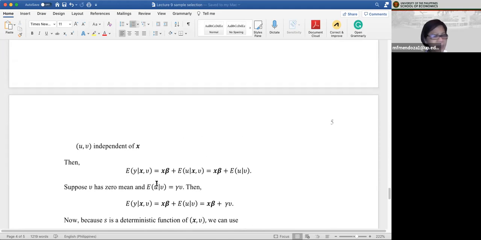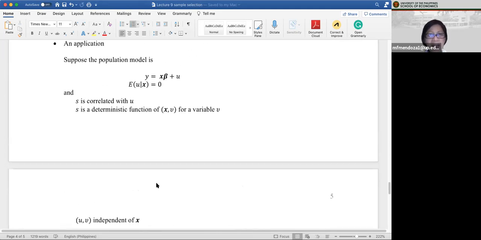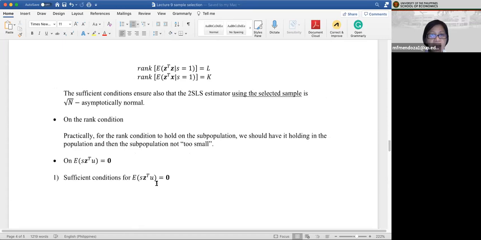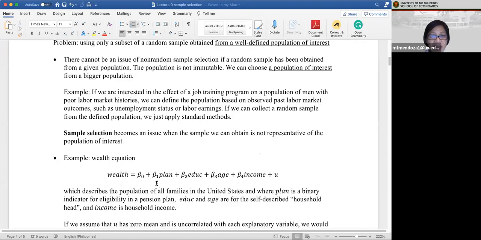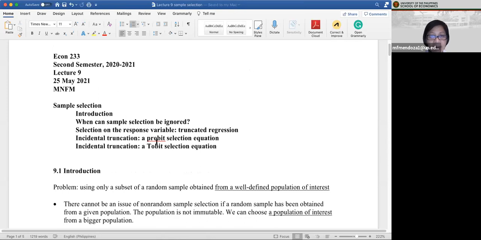Okay, so this is just a special case. And then we'll move on to truncated regression and the use of selection equations.